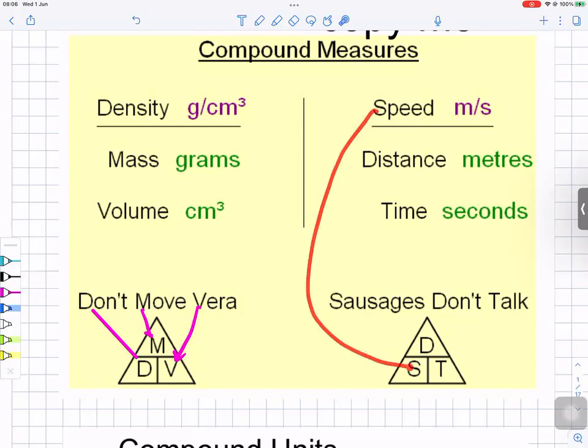Speed is represented by S and is the distance divided by the time. And the way I remember it is "sausages don't talk." So you can make your own mnemonics to remember it. And we're going to learn how to use it before we do a question on it.